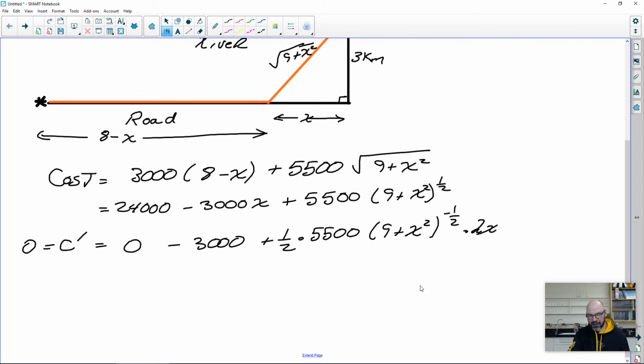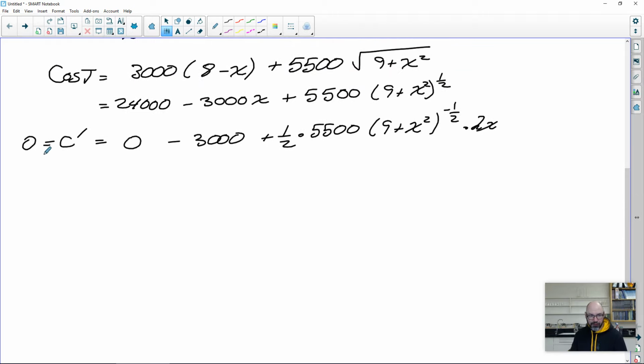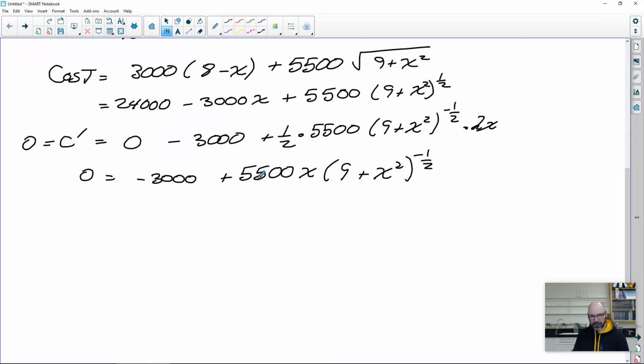Okay, so now we have to try to solve for x in this equation. So this is 0 equals. This is equal to 0, and that's 0, so we'll just eliminate it. Negative 3,000. And then we're going to go 2x times 1/2 is x times 5,500. So we have plus 5,500x times 9 plus x squared to the power of negative 1/2. Now we can move the 3,000 over to the other side and make it positive.